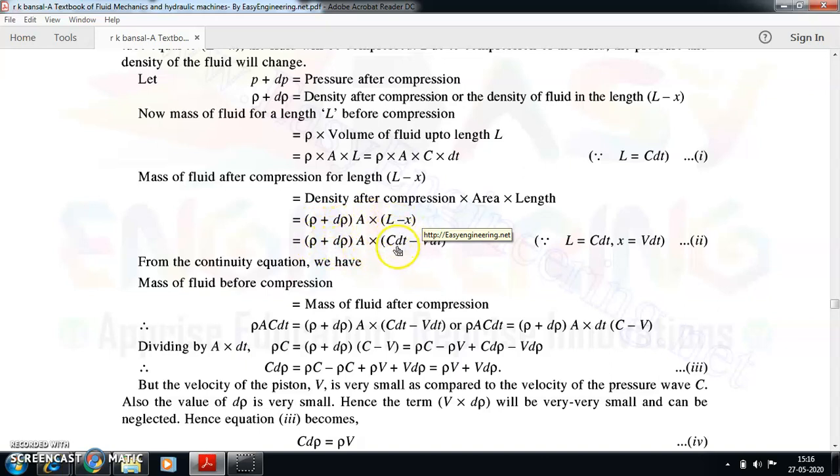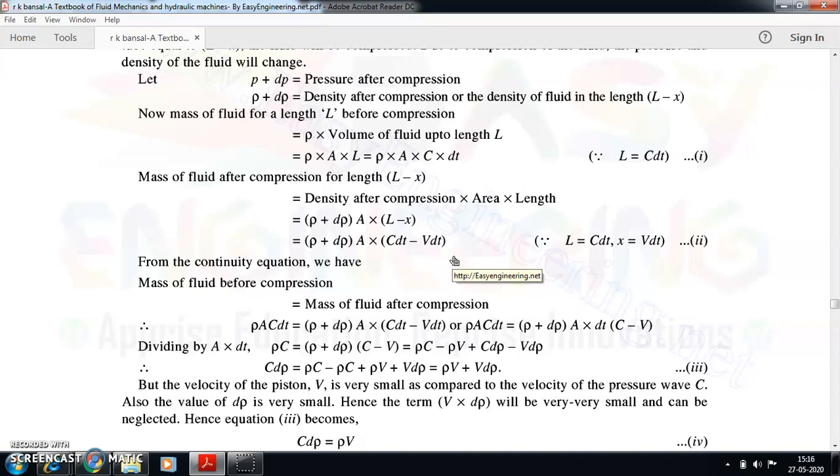Okay, L will be C dt, and small x will be V dt, which is actually the movement of the piston. That's very important, it has to be considered. Don't get confused with L and X. L is the movement of the pressure wave, X is the movement of the piston. So let it be very clear.